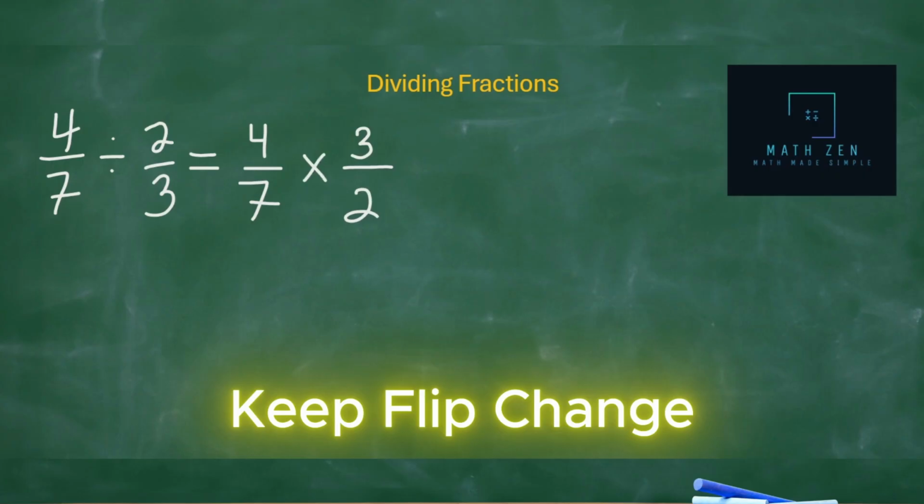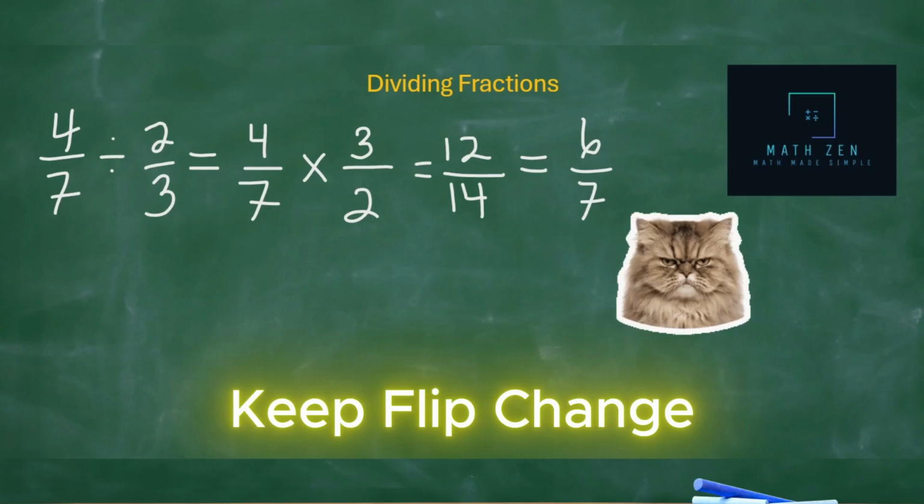Now, multiplying fractions is very easy. All we have to do is numerator times numerator, which is going to give us 12. And then denominator times denominator, which is going to give us 14. And this is going to get broken down further into our final finished fraction of 6/7. Ha ha. All right, let's try another one.